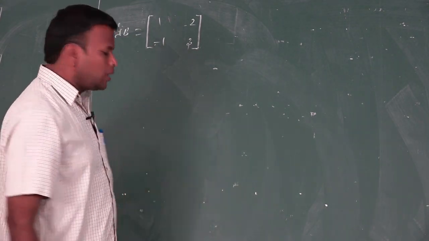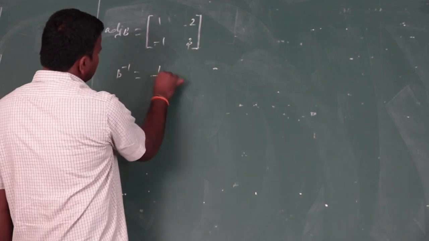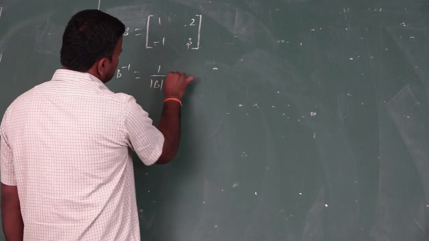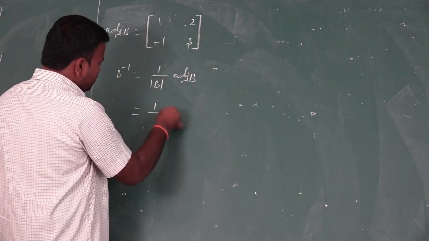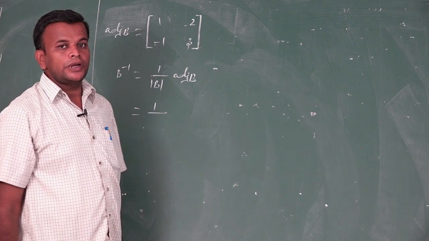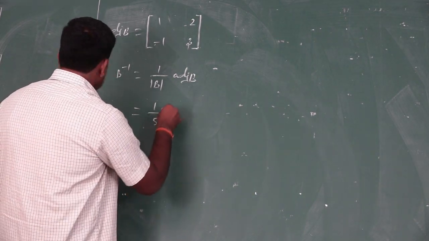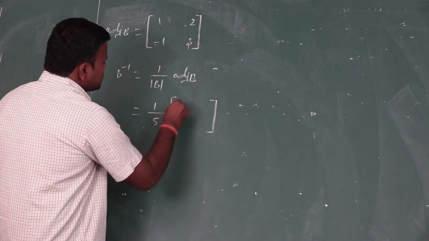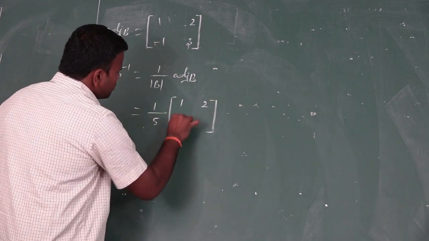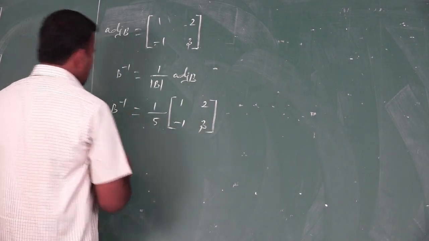Next, we write the formula of B inverse. The formula is B inverse equals 1 by determinant B into adjoint B. What is the value of determinant B? The value is 5, we already found that. Into adjoint B, the value of adjoint is 1, 2, minus 1, 3. So it is the value of B inverse.